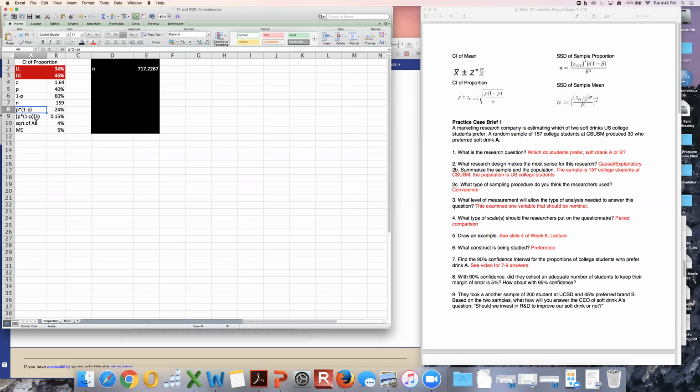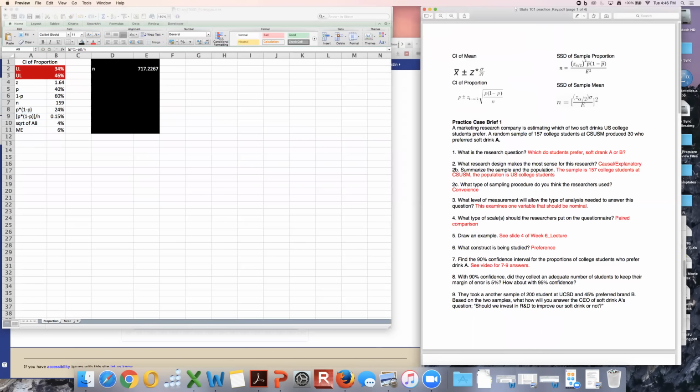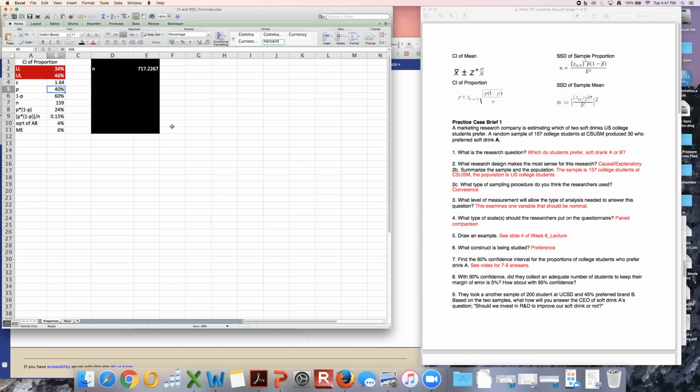Then I actually do the statistics, right? I do the P times 1 minus P, then the next thing I do is P times 1 minus P over N, right? And then the last thing I do is the square root of that. Please note that this is using the order of operations. Revisit PEMDAS if you need. So like I said, this P should just be 30 over 157, because again, it's 30 who prefer soft drink A, and I'm interested in the students who prefer soft drink A.